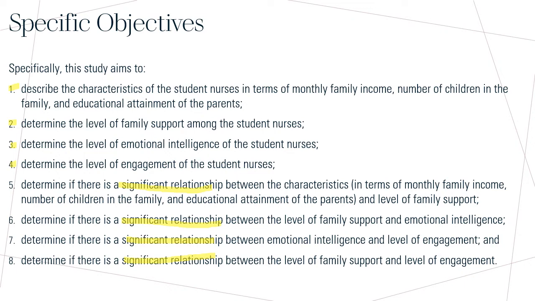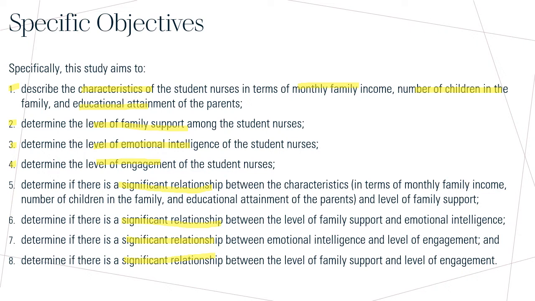Okay, your concern for the first statement is the characteristic, which could be the income, the number of children, and then the educational attainment. On the second objective, your concern is also one. That would be the level of support among the student nurses. In the third objective, your concern is the level of emotional intelligence. And in the fourth objective, your concern is the level of engagement. So we usually refer to that as a univariate objective. Again, the term is univariate objective. In other words, there's only one variable that is being considered in that objective.